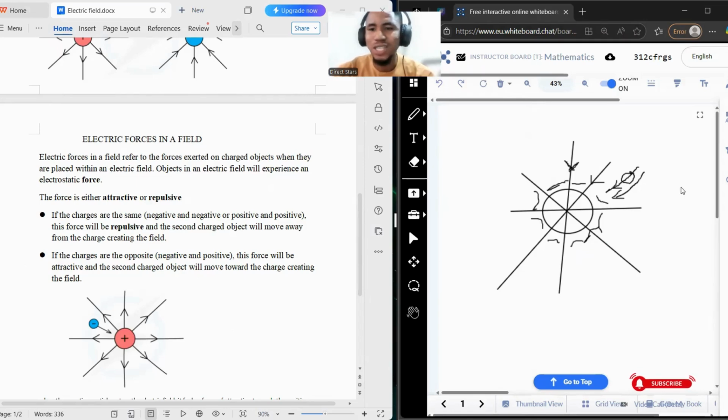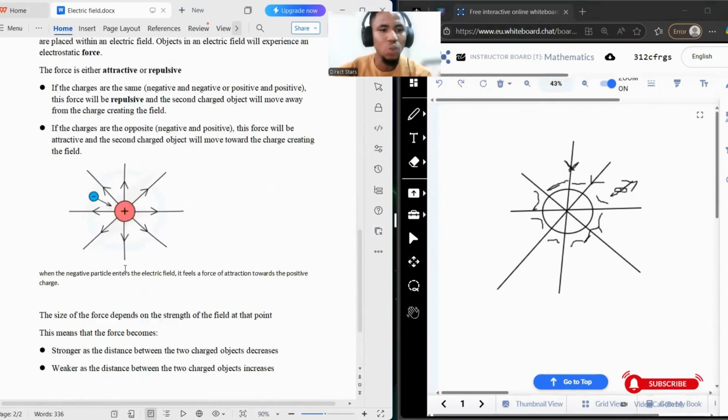While the other one is opposite charges attract. It means that if the charged particle coming in is positive and this is a negative charge, then we have what we call attraction. It will attract the object closer to the electric field. That's the difference between attractive force and repulsive force. Let me just show you this. When a negative particle enters the electric field, it feels a force of attraction towards the positive charge.